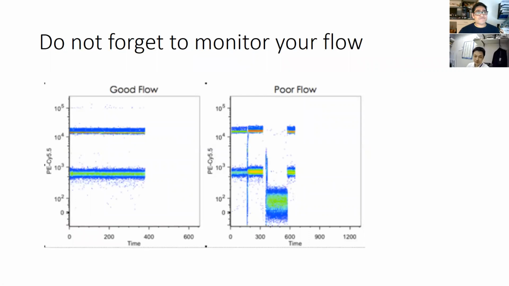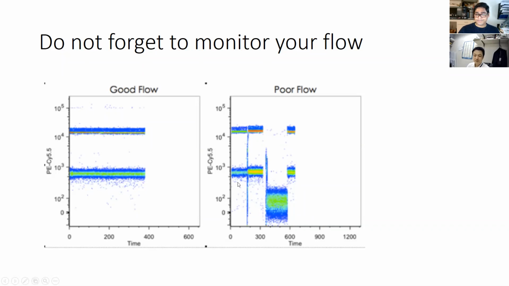And also, you want to monitor your flow. Some experiments record over 1 million cells, and it takes a very long time to record each sample. So it could happen in the middle that there are some bubbles or clogs going through the machine that disrupt the flow of the samples. On the left is a good flow, so there are no disruptions and you can trust your result. On the right, something disrupts the flow.